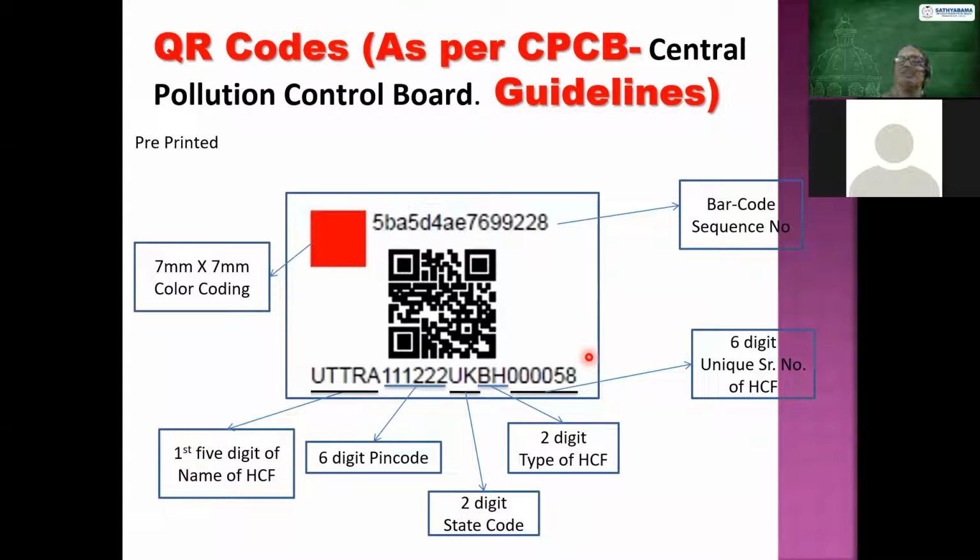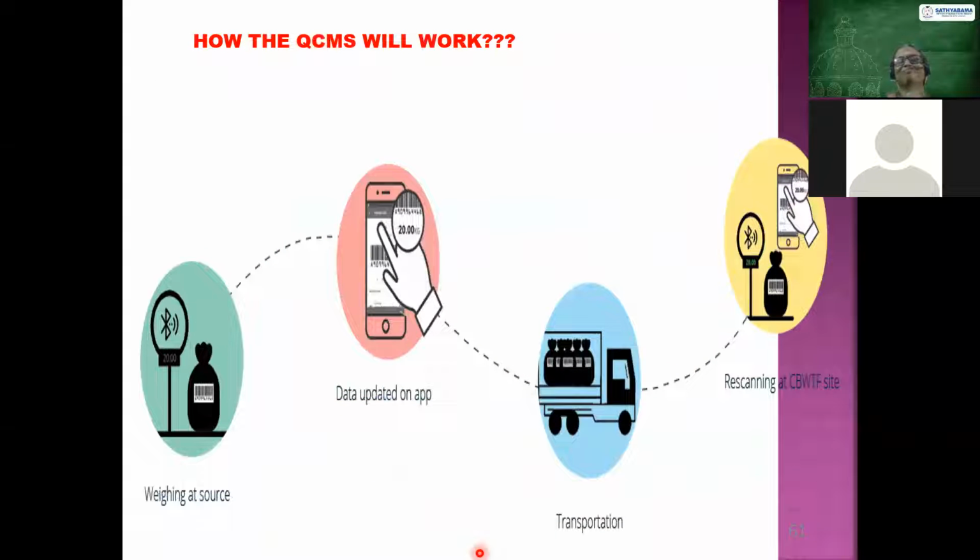We all know that we have a ministry, and under the ministry we have the Central Pollution Control Board. Then we have the states, but this biomedical waste is controlled by CPCB. You just see, it's a QR code. The first 5 digits are for the healthcare facility, then the place where it is located, the pin code, and the next is the state code, 2 digits, and another 2 digits for the type of HCF, what kind of HCF it is, and a 6-digit unique serial number of the HCF and barcode. Okay, so this is the way they generate the QR codes for the concerned healthcare facilities.